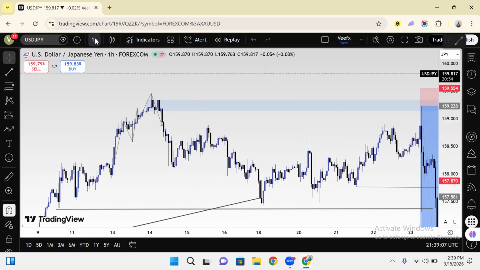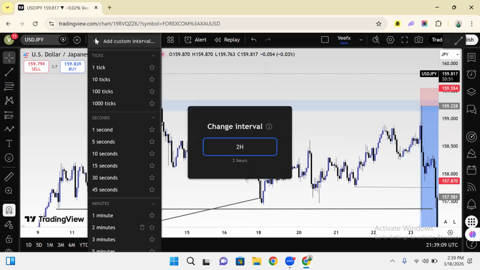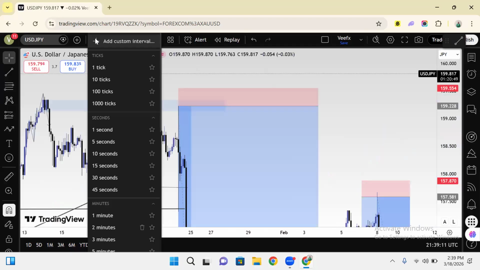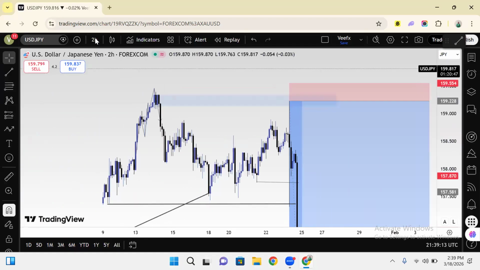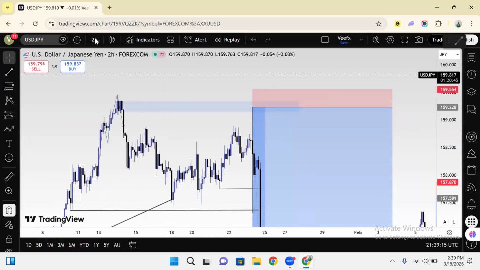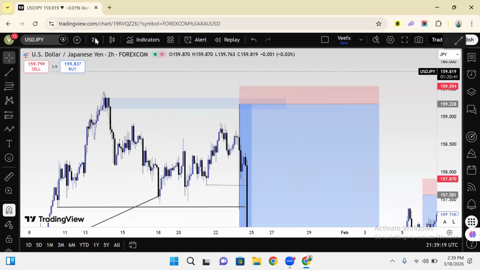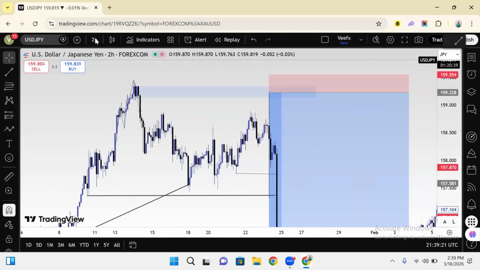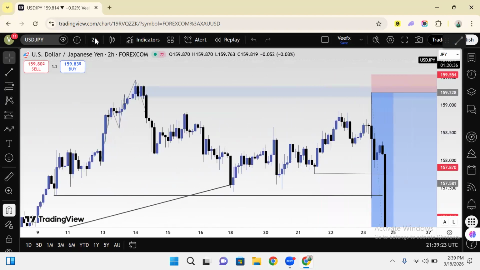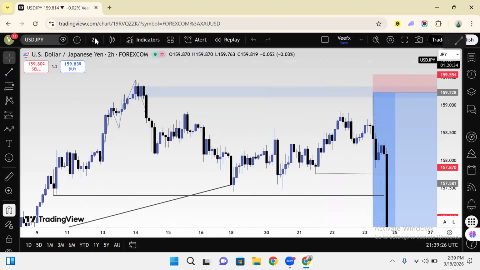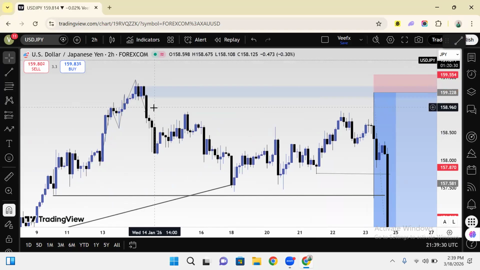Let me use the 2 hour time frame. Let me see if this is clearer. I think it's clearer on the 2 hour time frame.